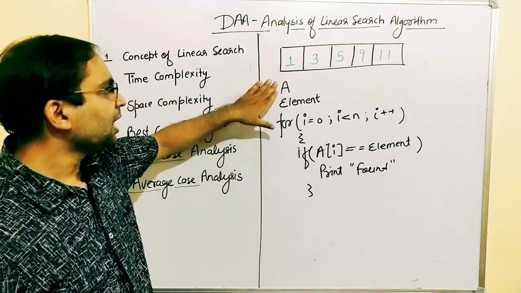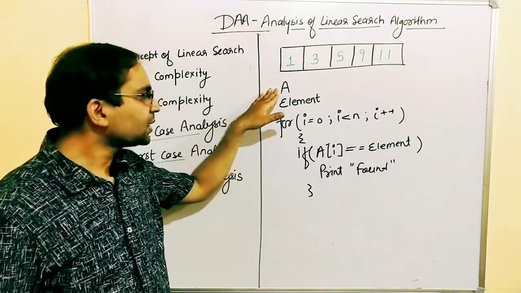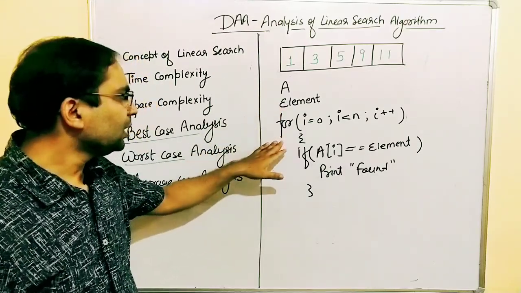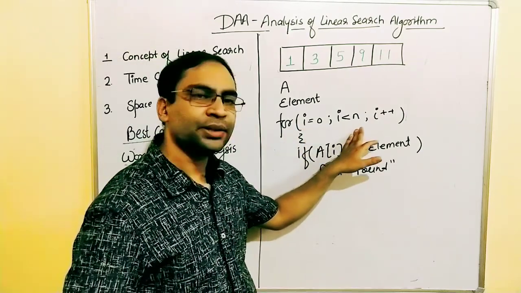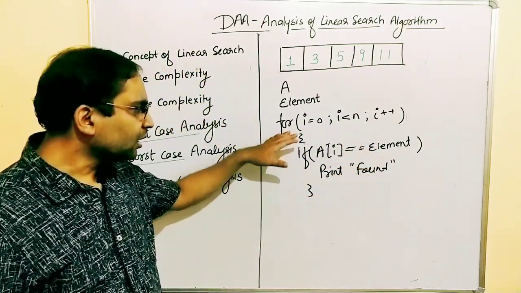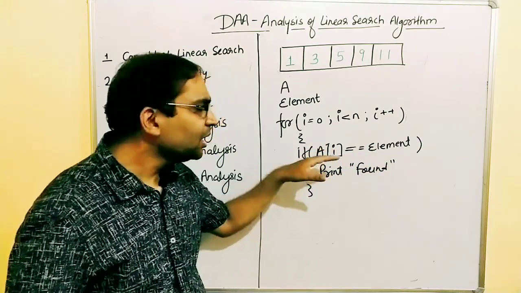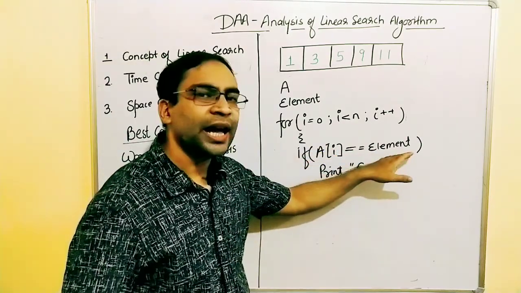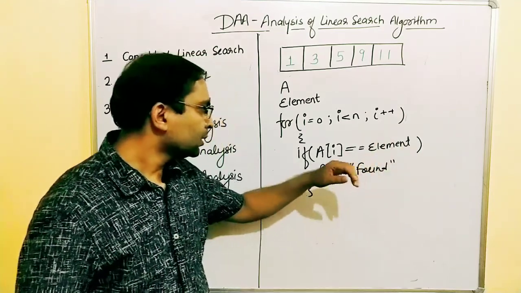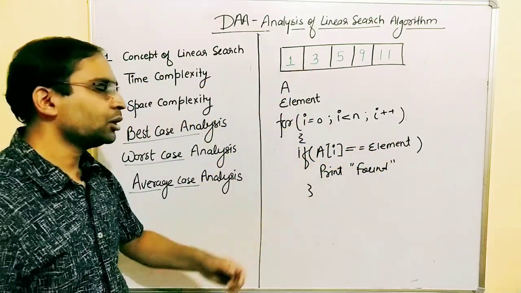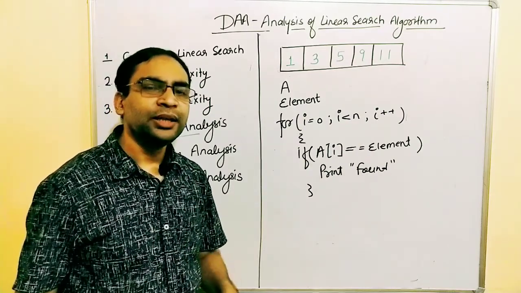We have the array of size n, then we have the element which we want to search inside the array. Then we will run a loop from i = 0 till less than n, and inside the loop we will simply compare each element in the index of the array with the actual element we want to search, and if the element is found, then we can simply print. So this is a simple algorithm that we use for the linear search.